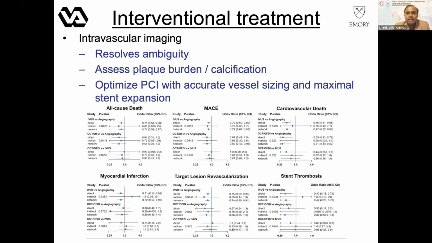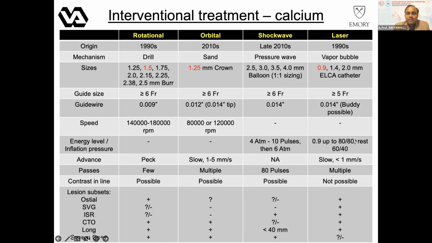This is being elucidated further in the ongoing IMPROVE trial in the United States. Intravascular imaging resolves ambiguity. You can assess plaque burden, calcification, and you can optimize PCI with accurate vessel sizing and maximal stent expansion. In general, you can look at IVUS versus OCT. This is a study that looked at all of these, and you can see that in general, most of the things tend to favor the left side, which is intravascular imaging is beneficial.